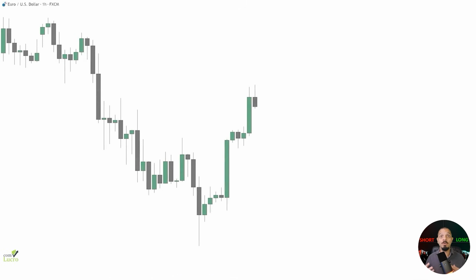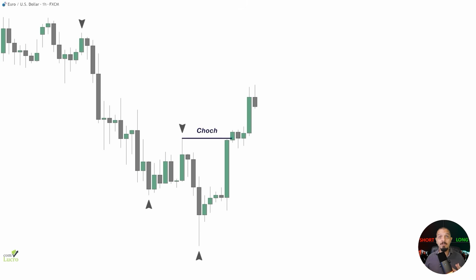Here we have the euro-dollar on the 1-hour chart. The recent price action shows that the market had been in a clear long-term downtrend until it suddenly shifted direction by breaking above this protected low. That break of structure represents a change of character, signaling that demand has taken control and that a potential bullish reversal, or the beginning of a new uptrend, may be underway.